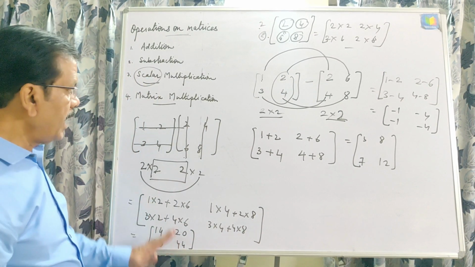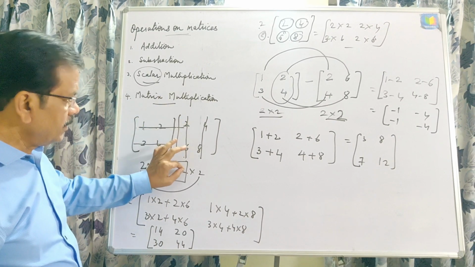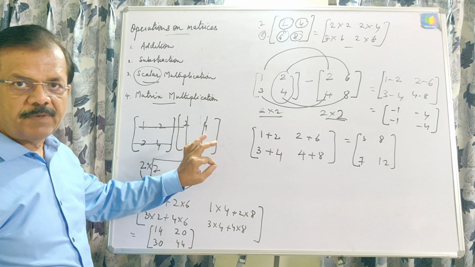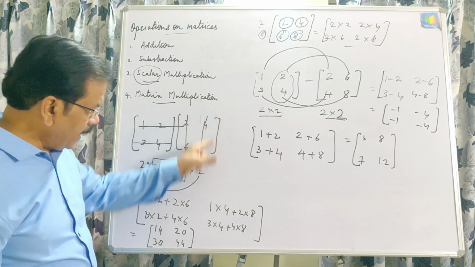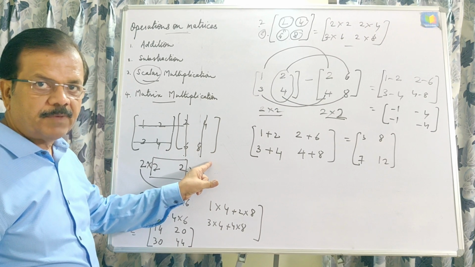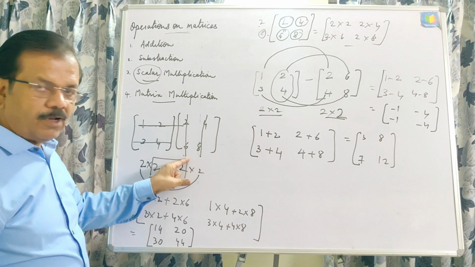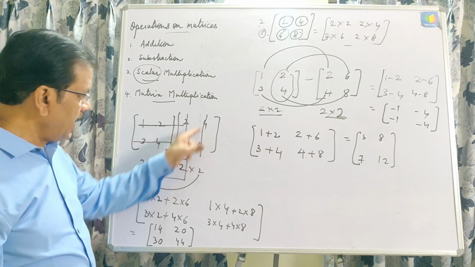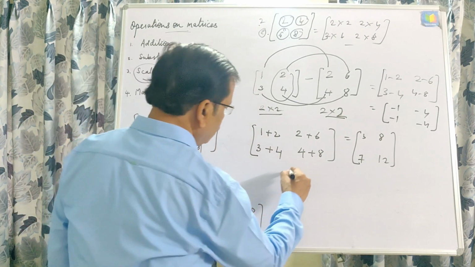Again, I am repeating the same thing. First row, first column, corresponding elements multiplied and added. For this second one, first row, second column, corresponding elements multiplied and added. For this third one, second row, first column, and for the last one, second row, second column. Now you can check this with another question also.